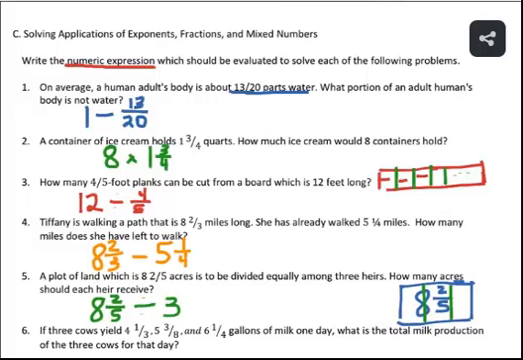Okay, if 3 cows yield 4 1/3, 5 3/8, and 6 1/4 gallons of milk one day, what's the total milk production of the 3 cows for that day? Well, this one's pretty easy, right? The total of the 3 cows, we're going to add these, right? We're going to add the first cow's production plus the second cow's production plus the third cow's production. And that would give us the total for the day.